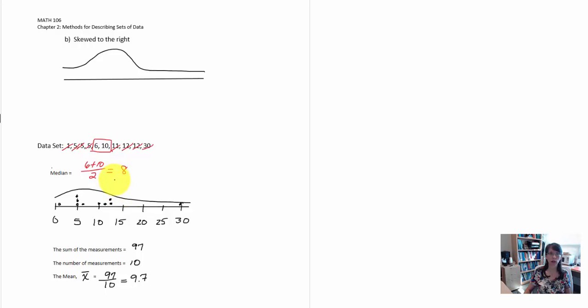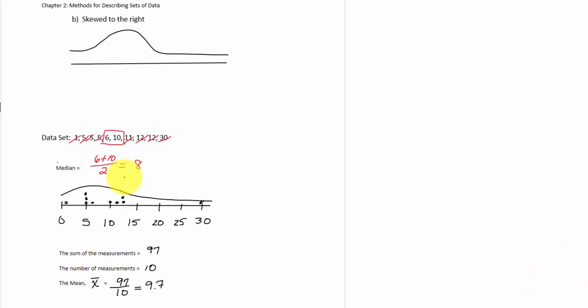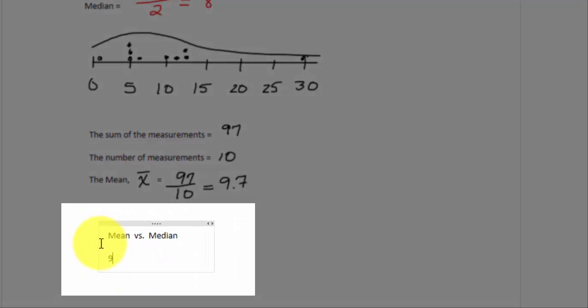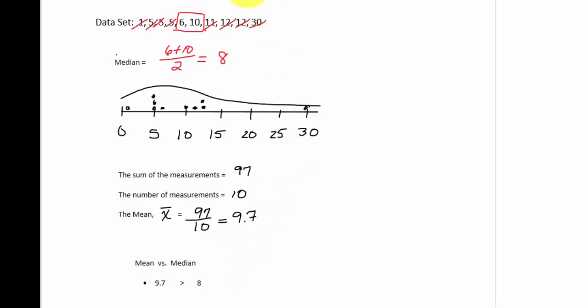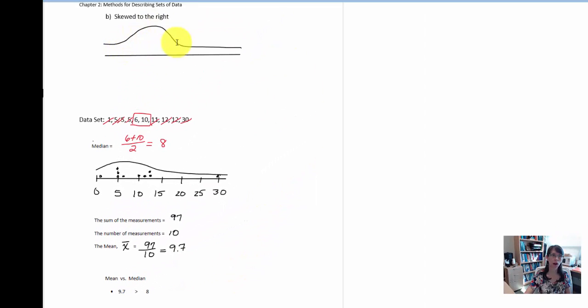So we will compare the values for mean versus median. Our mean is 9.7 compared with 8 for the median. So 9.7 is greater than 8, and that confirms what we talked about earlier, where skew to the right means the tail is longer on the right if the mean is greater than the median.